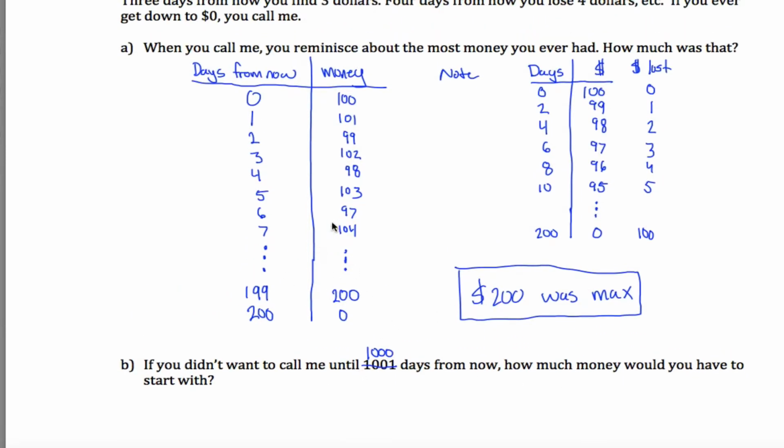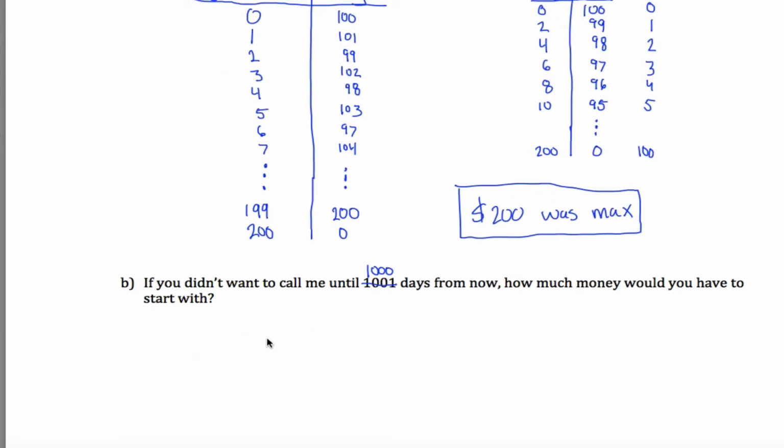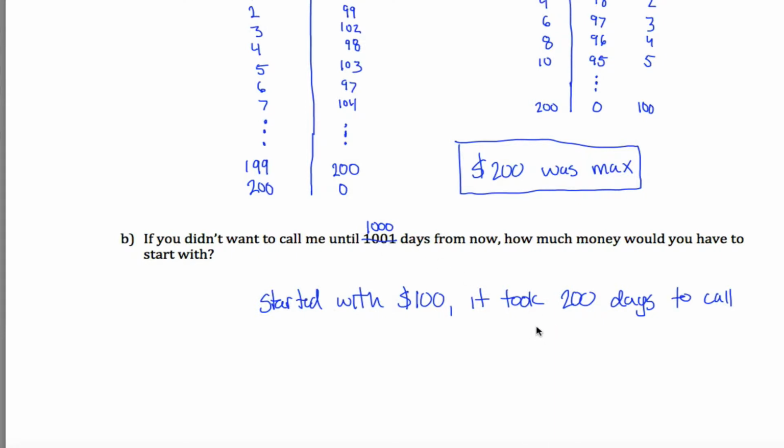Okay, so in the above scenario, I started out with $100. It took 200 days to call. So logically, if you wanted to wait 1,000 days to call, well, let's see, this number is half of this number, so it might make sense that if you start with $500, it will take 1,000 days to call.